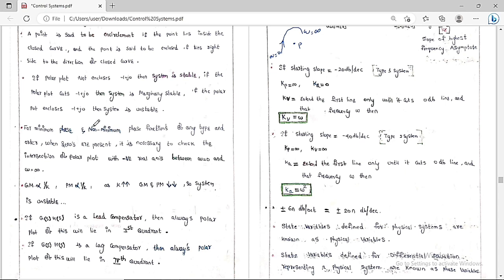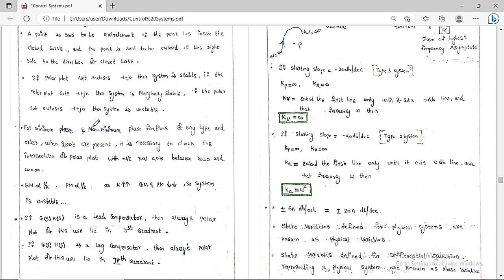Whatever graphs I have shown you were drawn under the assumption that all the poles lie in the left half of the s-plane and no zeros are included. Suppose you include zeros, the first thing you need to confirm is whether this polar plot is going to intersect any real axis or not. Whether it is a minimum phase or non-minimum phase system, you always need to check. If you include a zero in the open loop transfer function, the first thing to check is whether the polar plot intersects the negative real axis or not.